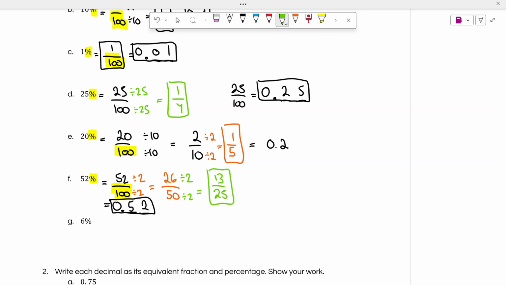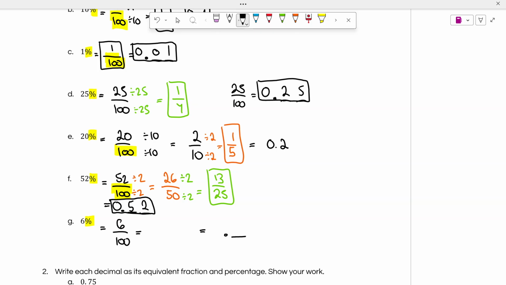And 13 is a prime number that doesn't share any common factors with 25, so that is going to be my simplest form fraction. To finish up here with my 6%, I'm going to keep my 6 as it was. My percent means out of 100, so my fraction here is 6 over 100. Since I have 100 on the bottom, I'm going to go ahead and convert that to a decimal as well.